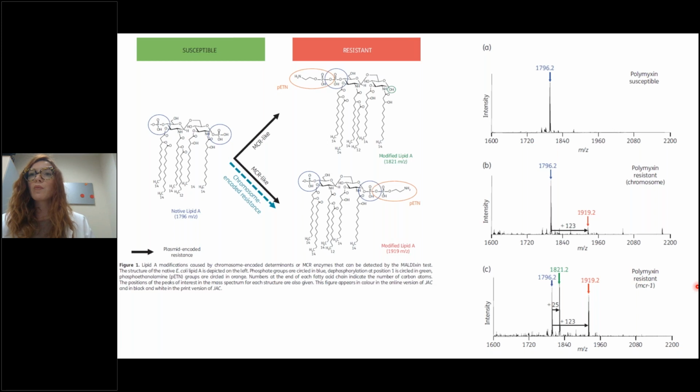And you can differentiate between the chromosomic and the plasmidic resistance mechanism, because the modification they perform to the lipid A is different. So you can detect colistin resistance, but as well you can differentiate if this is produced by the MCR gene or it's chromosomic. So it is very helpful.